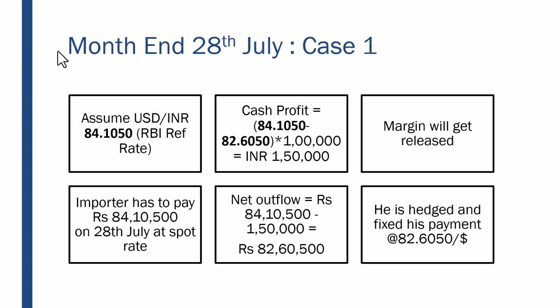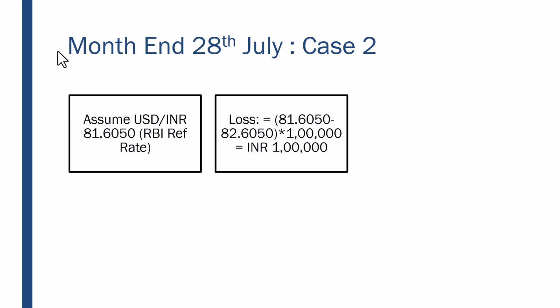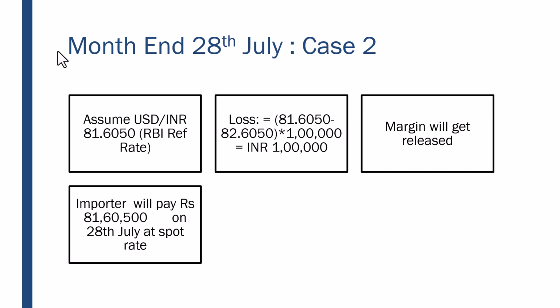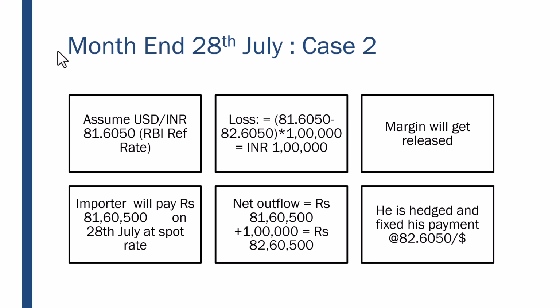So this was a case where I was gaining. But what happens if I am losing? Suppose the dollar goes to 81.60, so I lose 1 lakh rupees. Okay, so margin will be given back to me, but I have to pay 1 lakh to the guy on the other side of the stock exchange. But I will be paying less now in my import transaction because the rate has gone down. But I will not pocket that gain, since I have lost 1 lakh rupees. So my net cost to me will be 82. So here I am totally hedged. Neither do I gain nor lose whatever happens to the dollar.